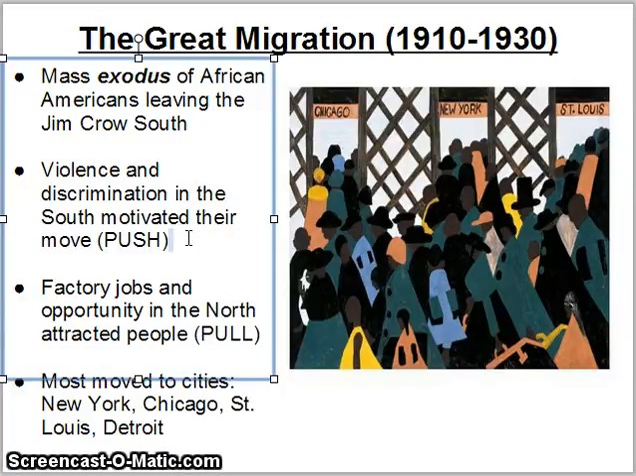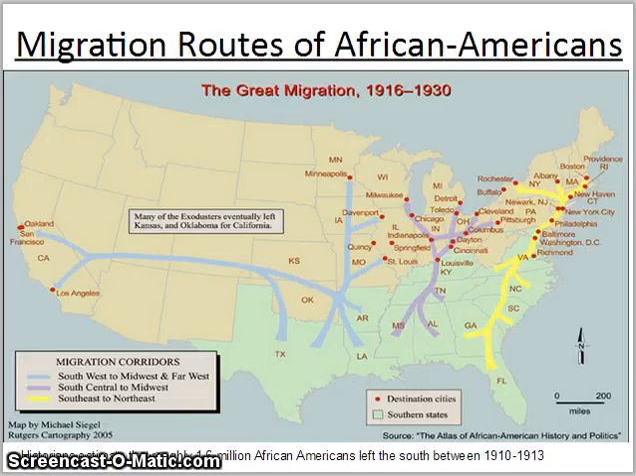African Americans started rushing to huge cities like Chicago, New York, St. Louis, Detroit. These cities received thousands and thousands, really in the millions, of African Americans. Historians estimate that about 1.6 million African Americans left the South between 1910 and 1930. And here you can see some of their destinations. New York City is one of the major destinations.